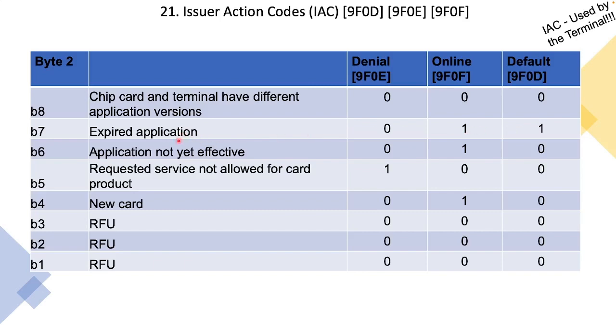And similar to expired application, we've got a line item here for application not yet effective. Okay, we've got requested service not allowed for card product, and this will refer to any flags we pick up when we look at the application usage control settings that we spoke about in the last video. Okay, new card, in a transaction, if the ATC equals 0, remember we spoke of ATC, it's a rolling count of every single transaction the card performs from the time you start using it till the time it expires. And so if your ATC equals 0, it's flagged as a new card, and then we're saying, what do we do if it's a new card?